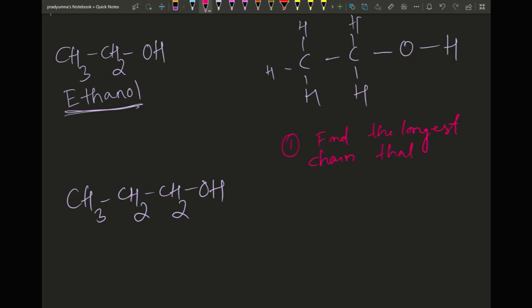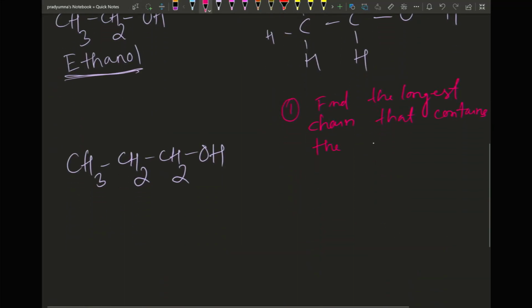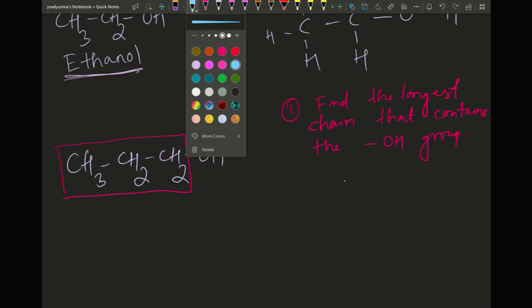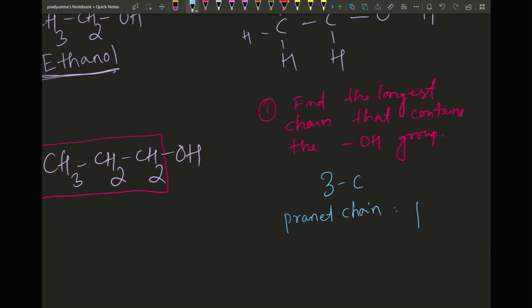that contains the hydroxyl group, the OH group. In this case, what is our longest chain? This is the longest chain. How many carbon atoms does our chain have? Three carbon atoms. Three carbon atoms is prop, and it is all single bonds, so we're going to call it propane.